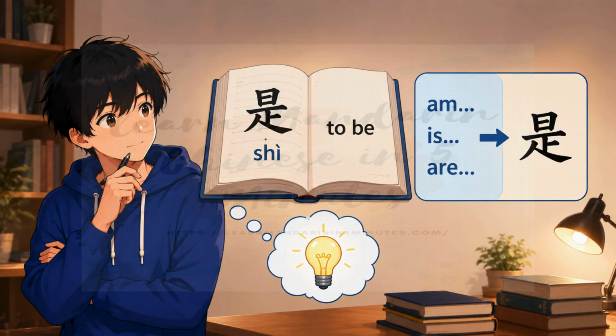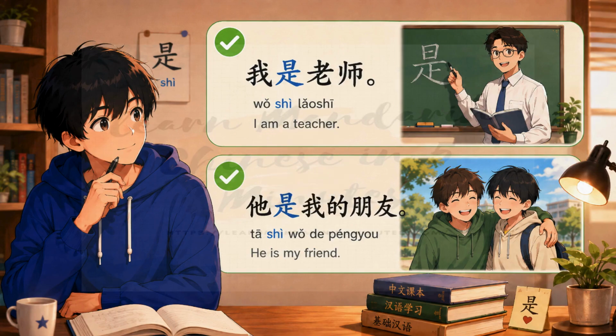Here is another place where direct translation can mislead you. You learn 是, and the dictionary tells you "to be". So naturally, you think English says am, is, are, so Chinese uses 是. Sometimes, yes. For example, I am a teacher. 我是老师. Perfect. And he is my friend. 他是我的朋友. Here, 是 is identifying who someone is.